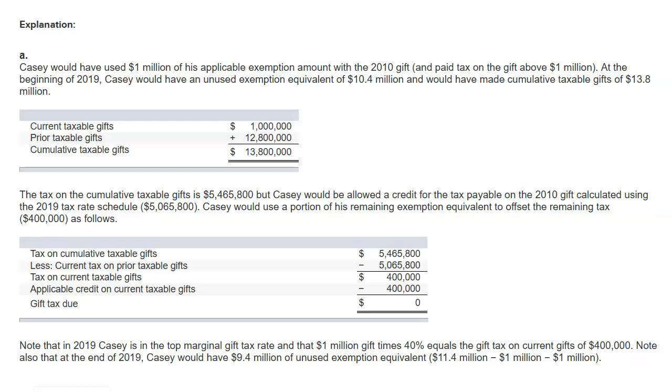Now, the final note says that in 2019, Casey is in the top marginal gift tax rate, and that $1 million gift times 40% equals the gift tax on the current gifts of $400,000. And at the end of 2019, Casey would have $9.4 million of unused exemption equivalent. That's the $11.4 million minus the 1 million minus another million. Okay, hope that was helpful.